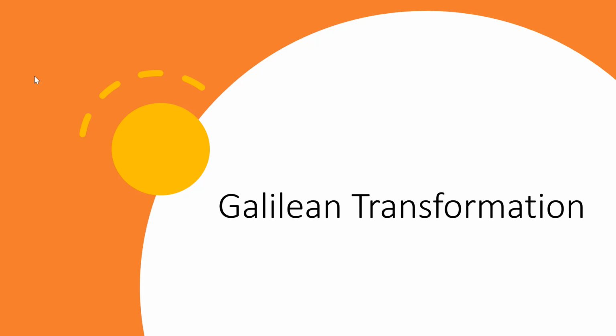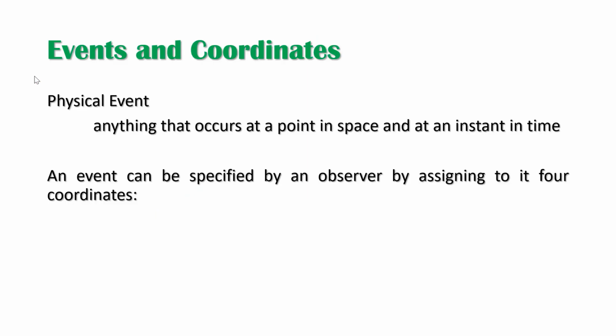So let us learn about Galilean transformation. We begin by considering the concept of a physical event. The event might be the striking of a tree by a lightning bolt or the collision of two particles, and it happens at a point in space and at an instant in time. So, a physical event is anything that occurs at a point in space and at an instant in time.